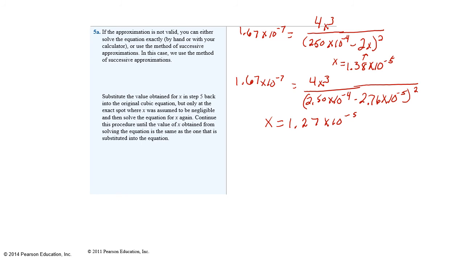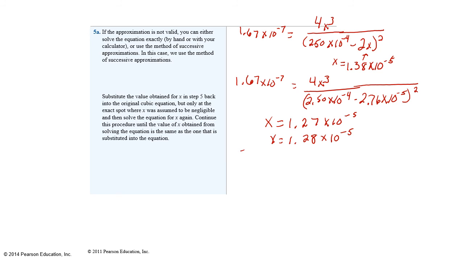If we substitute it in, we can take this x and substitute it back in for 2x. If we do that again, we find that the answer is 1.28 times 10 to the negative fifth, which is nearly identical. And so that means that we've arrived at the best approximation for x.